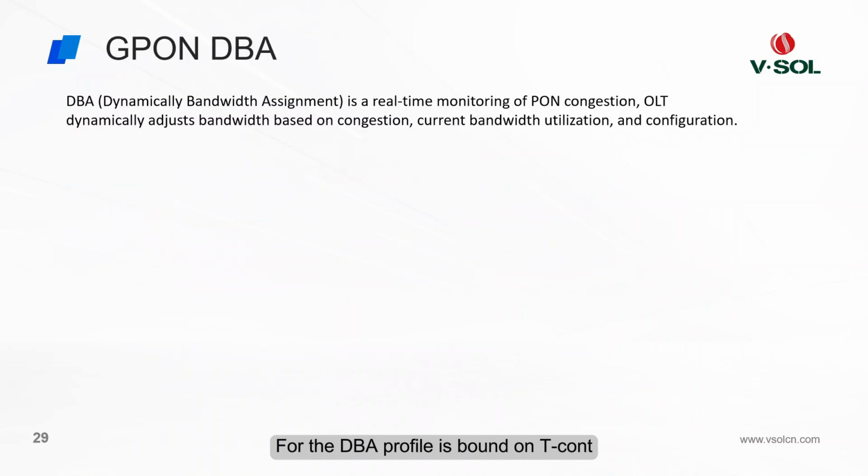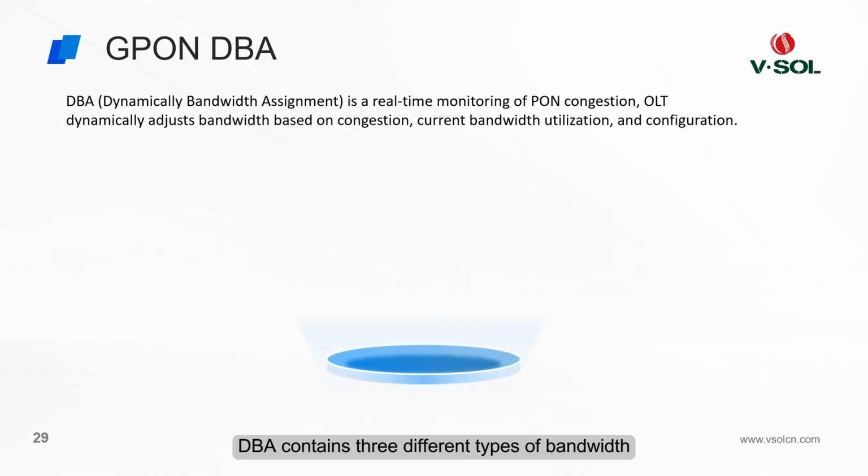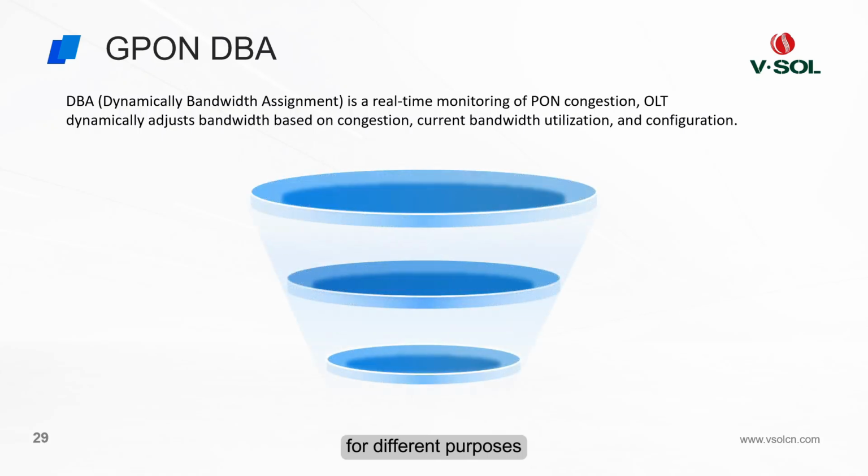The DBA profile is bound on the TCONT. The OLT can dynamically adjust bandwidth allocation for uplink data through DBA to improve bandwidth utilization. DBA contains 3 different types of bandwidth for different purposes. They are fixed bandwidth, assured bandwidth, and maximum bandwidth.